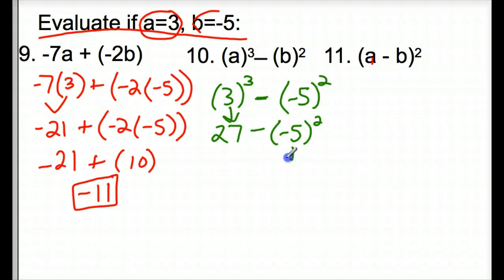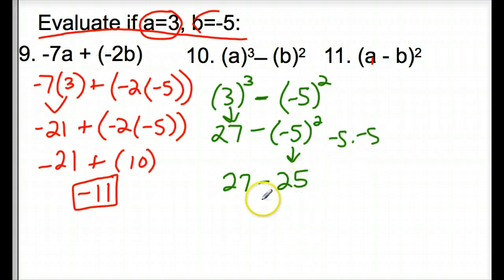Now the next step we're going to do is find out what is negative 5 squared. Well, negative 5 squared, remember, is negative 5 times negative 5. And that's going to give us a positive 25, because a negative times a negative is a positive. So next thing we do is we decide, okay, what's 27 minus 25? It's going to give us a positive 2.